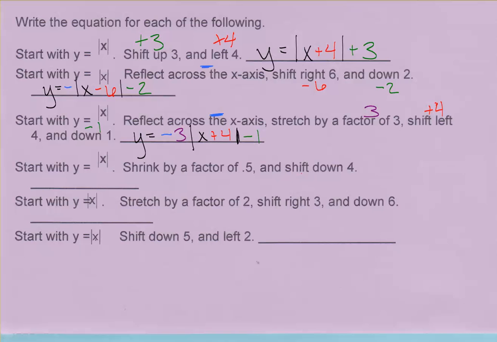The next one, we are going to shrink by a factor of 0.5, which means that we're going to put a half up front, or 0.5, whichever one. And then we're going to shift it down 4, so that means that we're going to subtract 4 onto the end. So y is equal to 1/2 or 0.5, the absolute value of x, and then minus 4 at the very, very end.